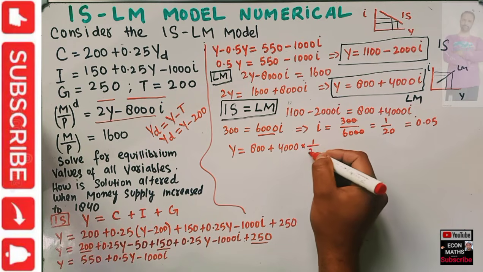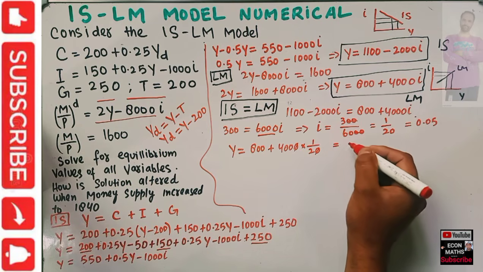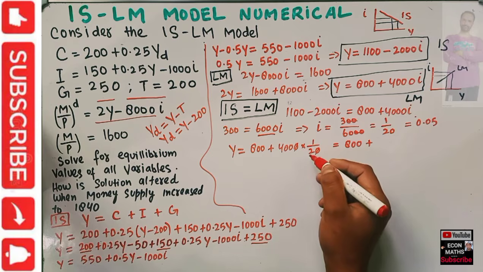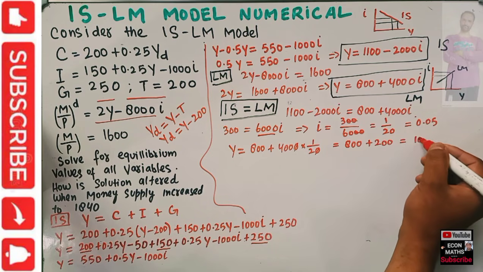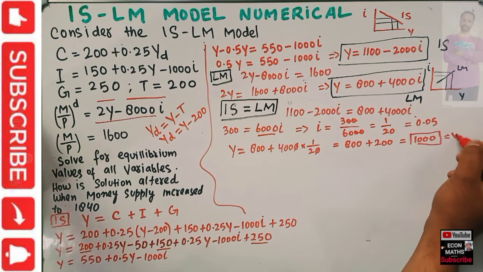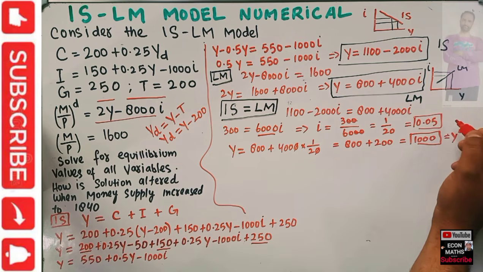Okay, 1 upon 20. So this gets cancelled. So we have here 800 plus 200, which comes out to be 1000. So 1000 is our equilibrium level of income, and 0.05 is our equilibrium level of interest rate.